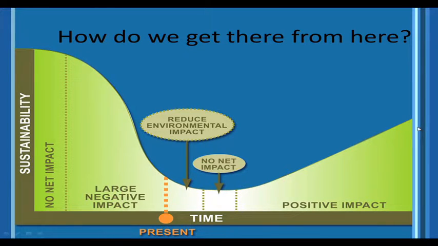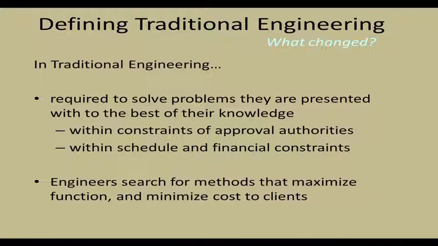So from all the activities we do, there will be a positive impact overall on society, and that will be our goal for sustainable development. So, looking at how we can get there, we have to change something. What do we need to change? We need to change our approach from traditional engineering to sustainable engineering. In fact, the book I suggested to you is titled Sustainable Engineering.